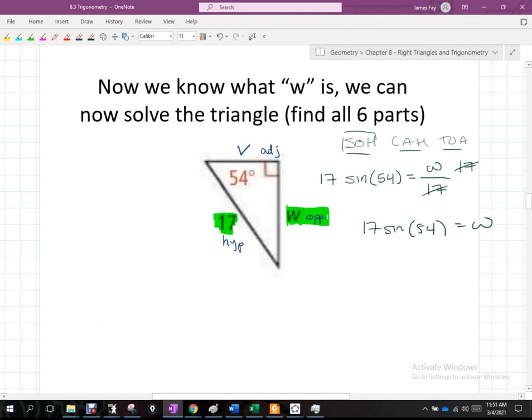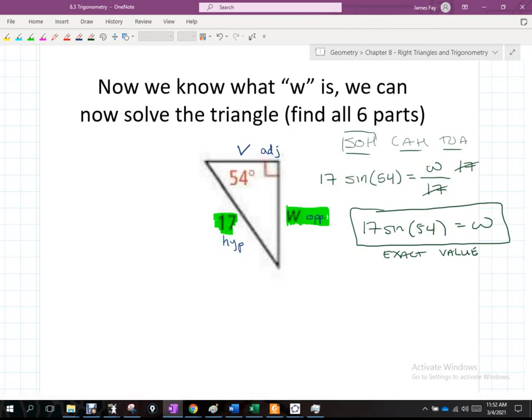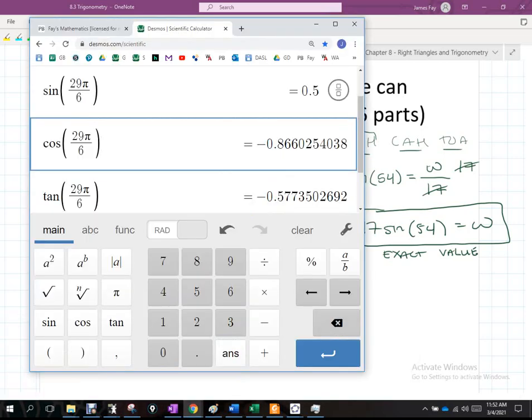Yesterday we talked about how none of these values are rounded, so that is an exact value. I'm going to put a box around that and write that it is an exact value. But if I gave you a number line and a marker and asked you to locate 17 sine of 54, nobody is able to do that. So we're going to grab our calculator and make sure it's in the correct mode.